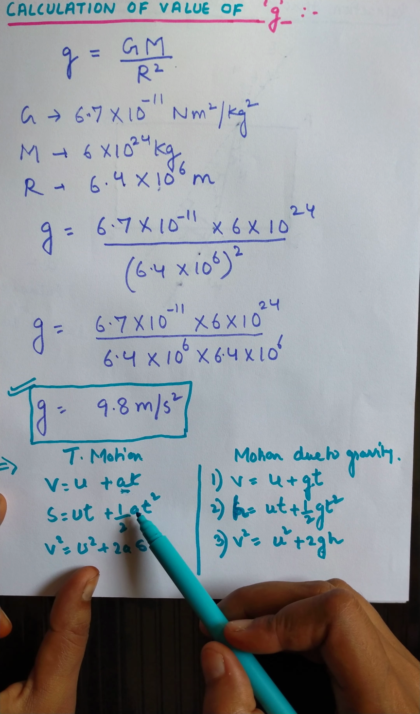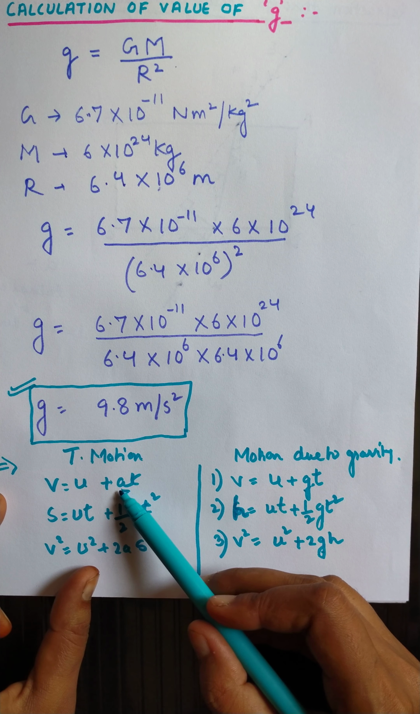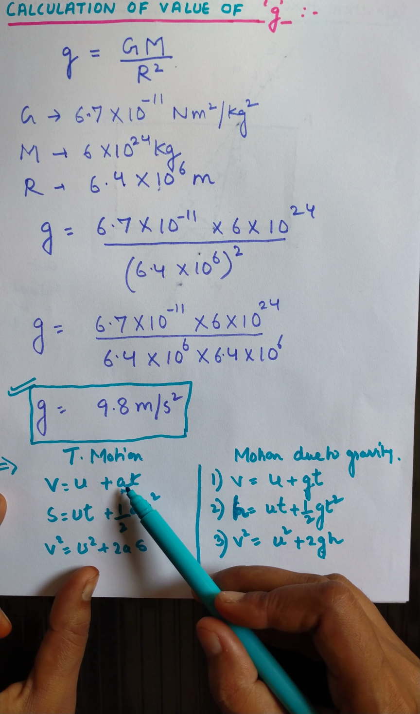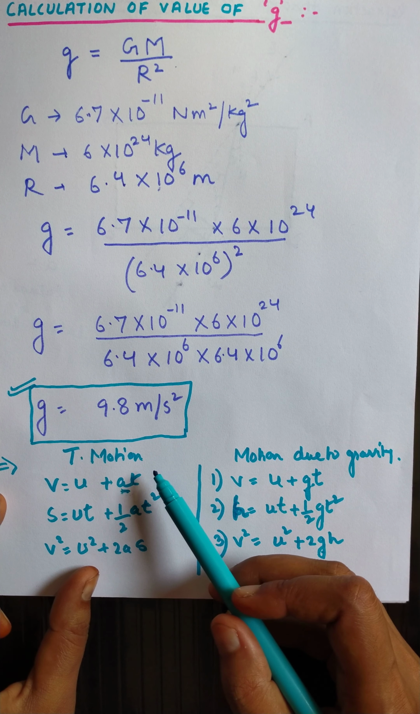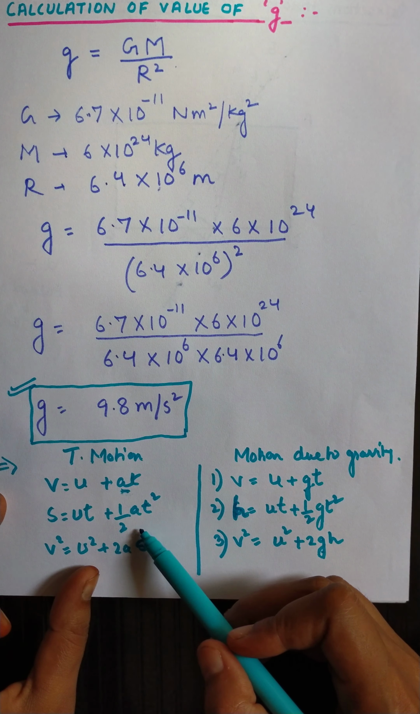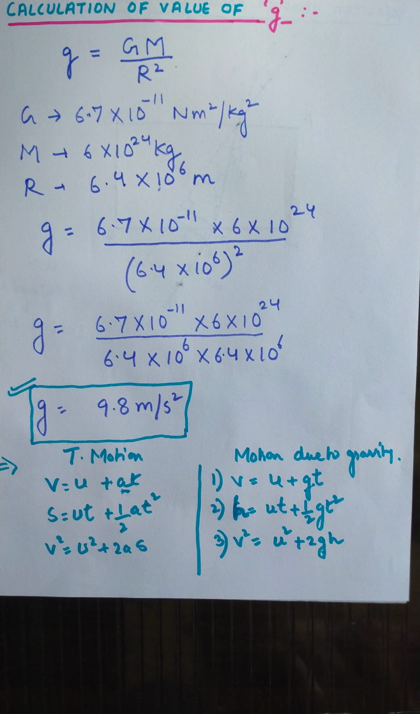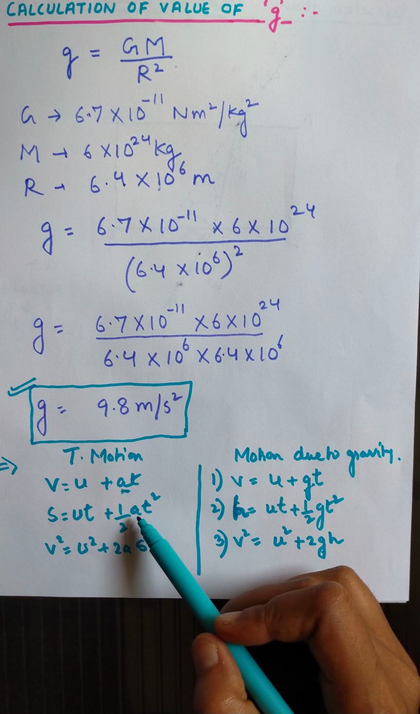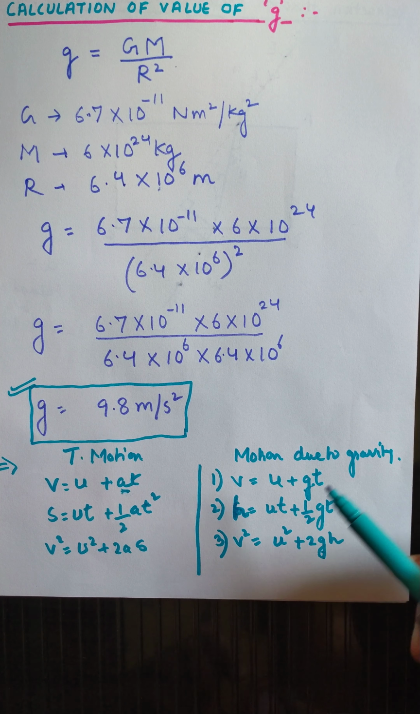Like here we are again, the acceleration: if the object is accelerating, velocity is increasing, then we use positive acceleration. And if the object is going to apply the brakes, in that case we use the value of a negative, that is negative acceleration or retardation. Here the same thing is there.